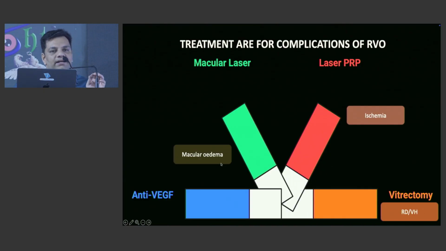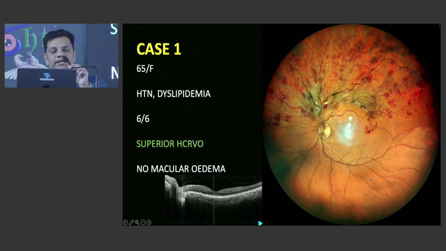When there is macular edema, you can treat with anti-VEGF or a macular laser. When there is ischemia developing NVI, NVD, you do laser. And when there is vitreous hemorrhage or retinal detachment, you do a vitrectomy. So let's look at some cases.